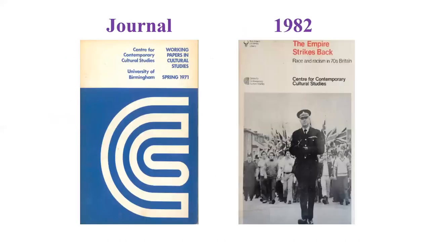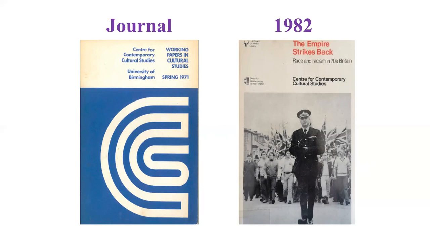Then this is the name of the journal issued by the center: Working Papers in Cultural Studies. This could be a possible question. What is the name of the journal issued by the Center for Contemporary Cultural Studies from the University of Birmingham? The answer is Working Papers in Cultural Studies. The postgraduate students studying in that center published research papers on cultural phenomena or cultural events, and those papers were published in this journal. These papers were later collected as books or volumes.